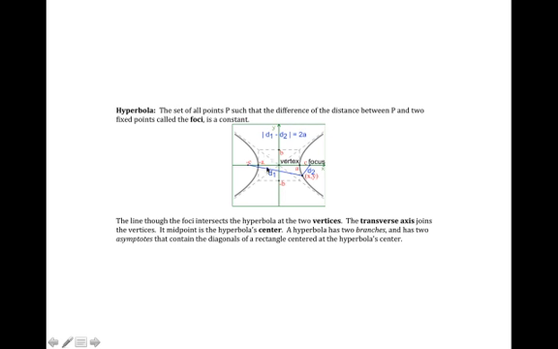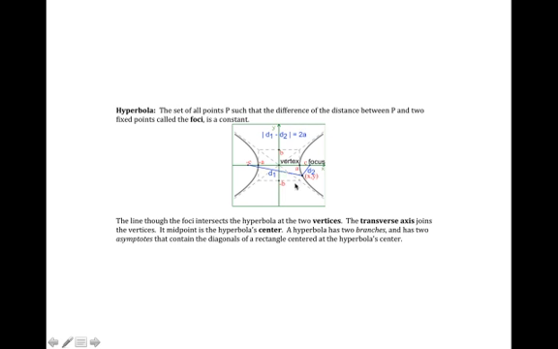So we've got one focus here and one focus here. They're still c units away from the center. Okay, so here's a focus, here's a focus. If we take the longer distance and then we subtract the shorter distance, for a fixed amount, we get all the points on the hyperbola. The line through the foci intersects the hyperbola at the two vertices. Well, that's exactly like it was with ellipses.